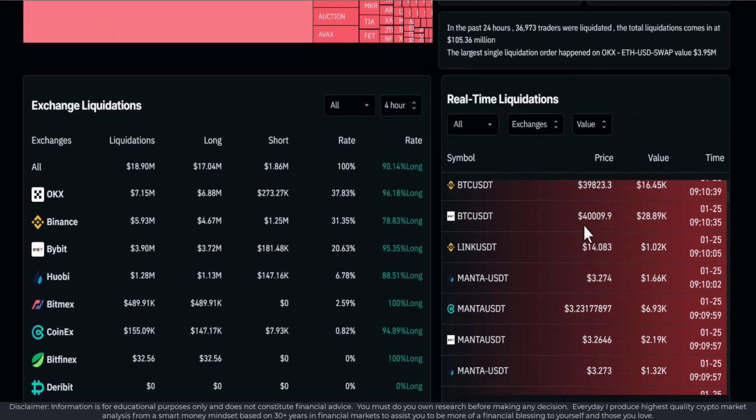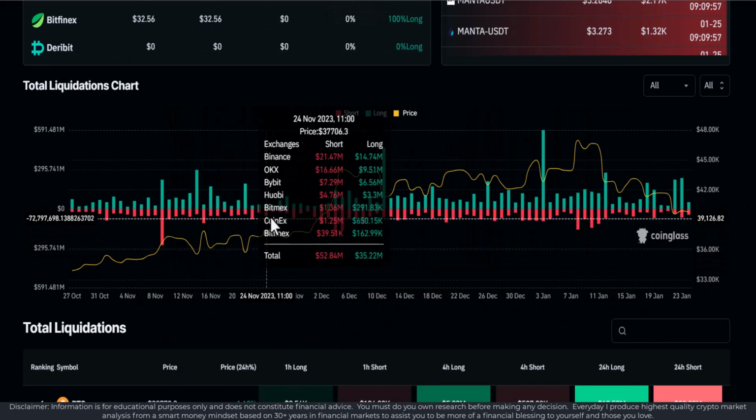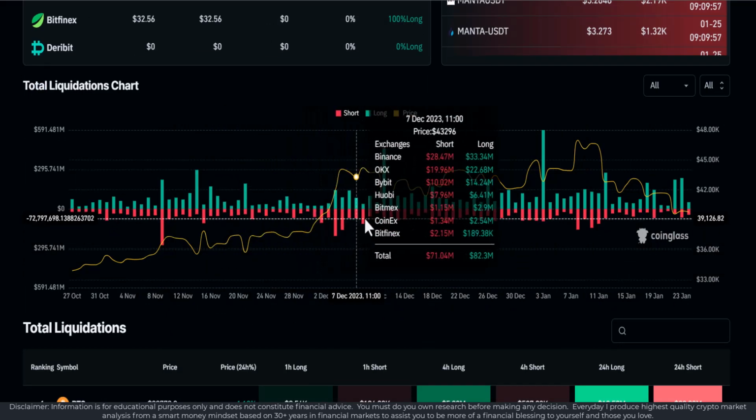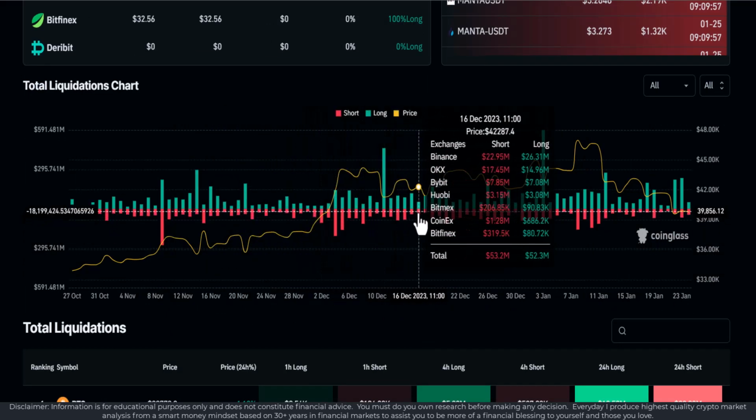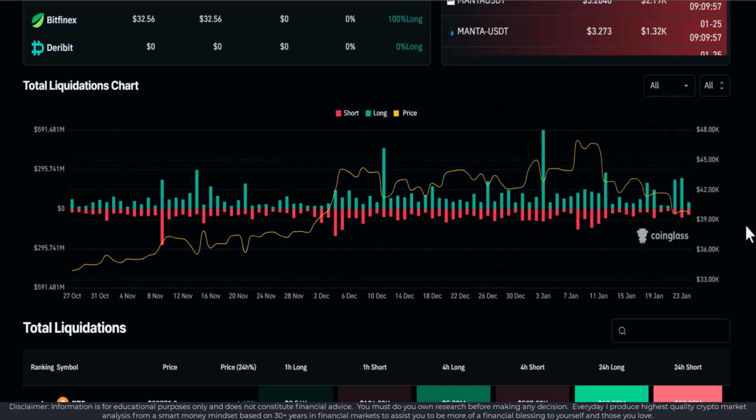And when you look at this, let me go down a bit further. When you look at this short and long liquidation chart, you can see the shorts are always getting liquidated and the longs are always getting liquidated. It's which one is getting liquidated more than the other. You will never literally see a day when only longs get liquidated or only shorts.